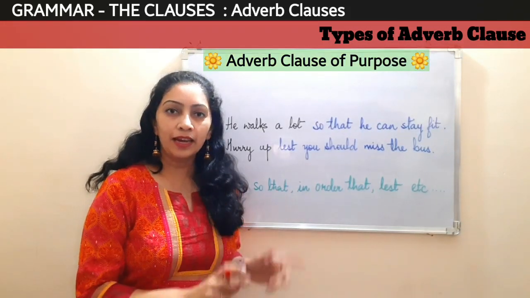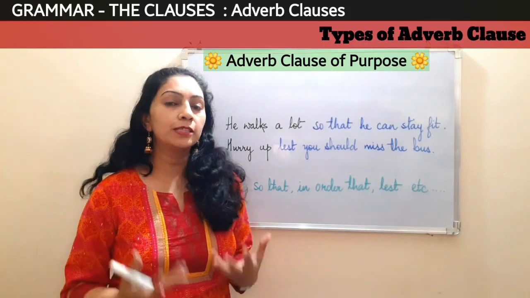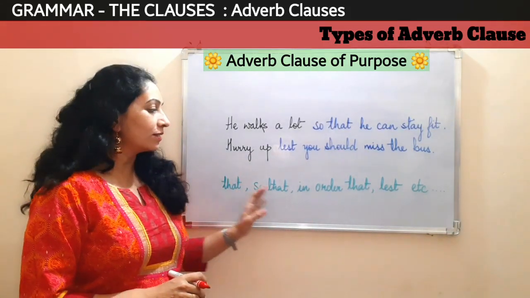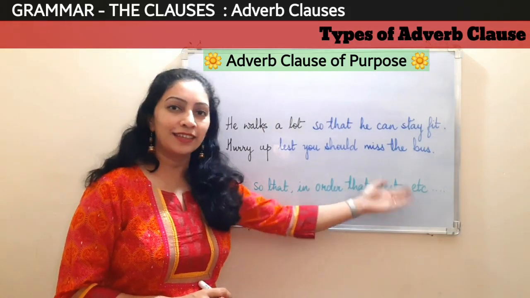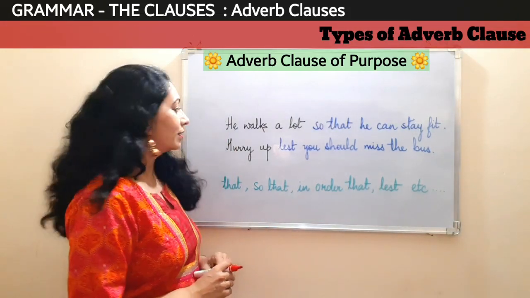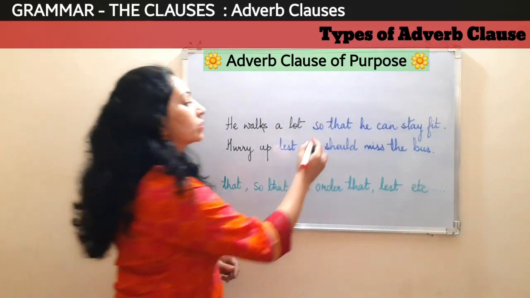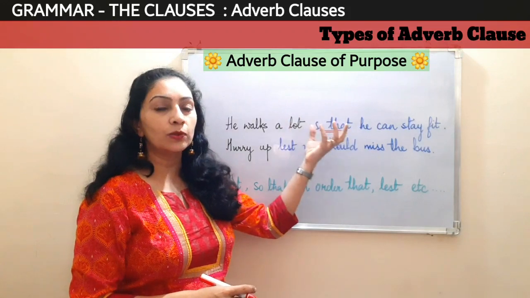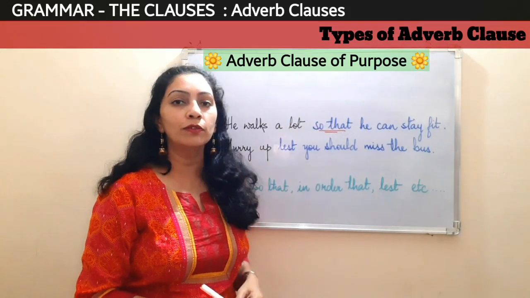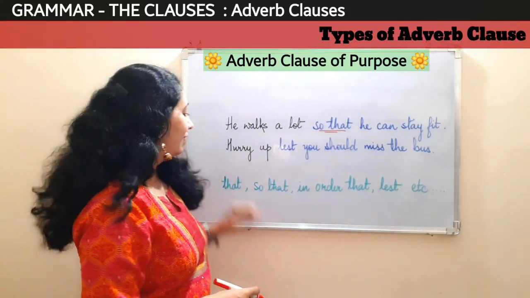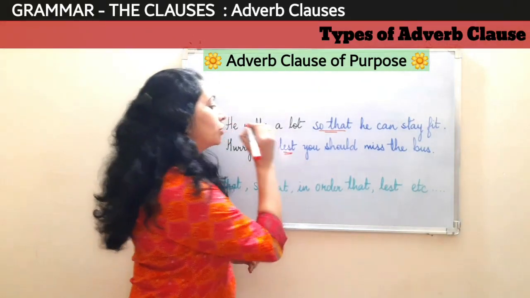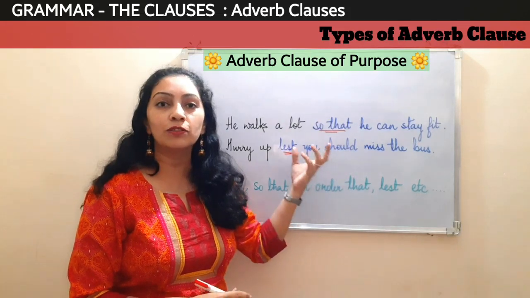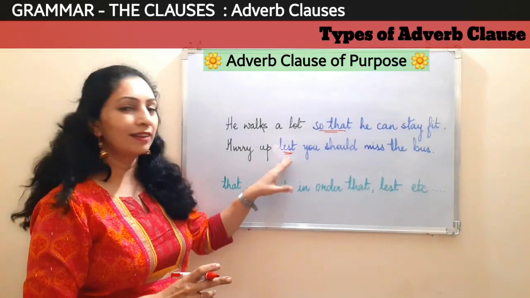Next one. The adverb clause of purpose is used to express the purpose of something, for which we use the conjunctions like that, so that, in order that, lest, etc. Let's see two examples on this. He walks a lot so that he can stay fit. So when I use the conjunction so that, it makes the adverb clause of purpose in that way. Hurry up lest you should miss the bus. Now here it is giving me adverb clause of purpose because I have used the conjunction lest.